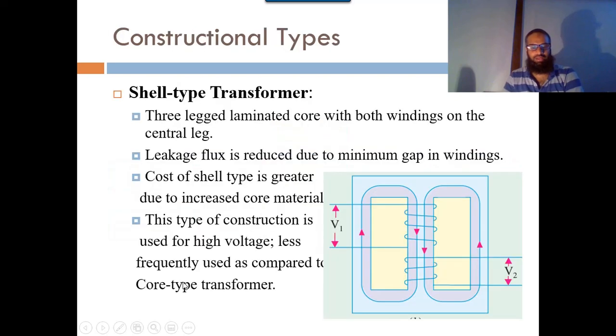And in the second type, we have the shell type, where the winding is in the center, and the core surrounds the winding. So the shell is created above the winding, so it is called the shell type transformer.